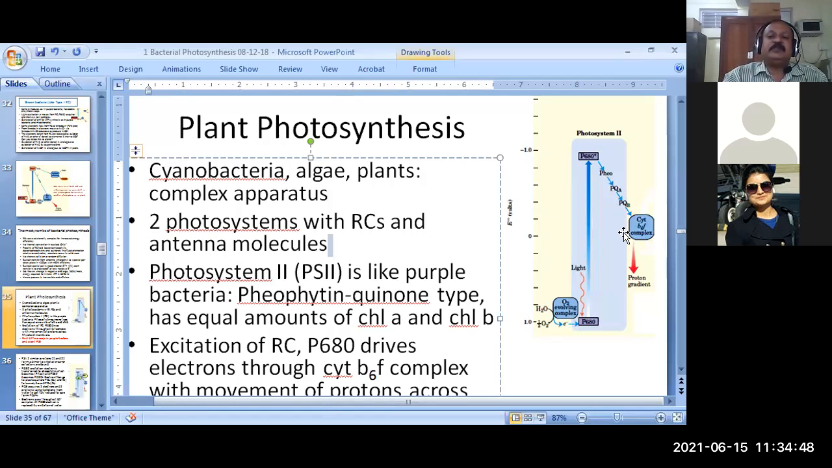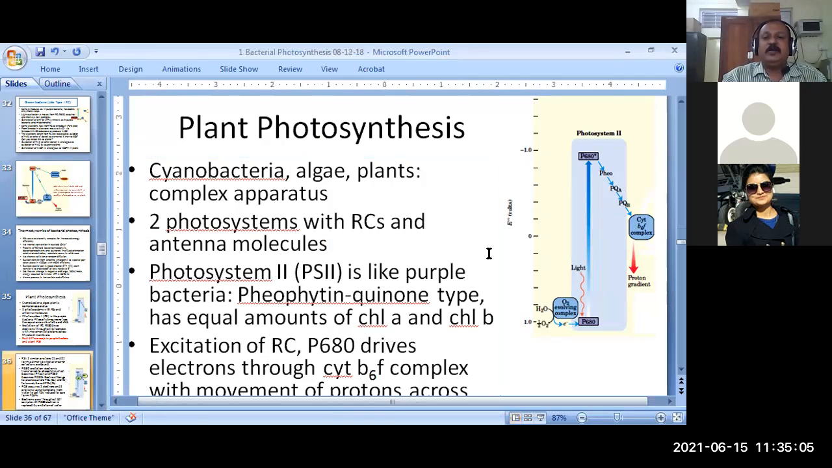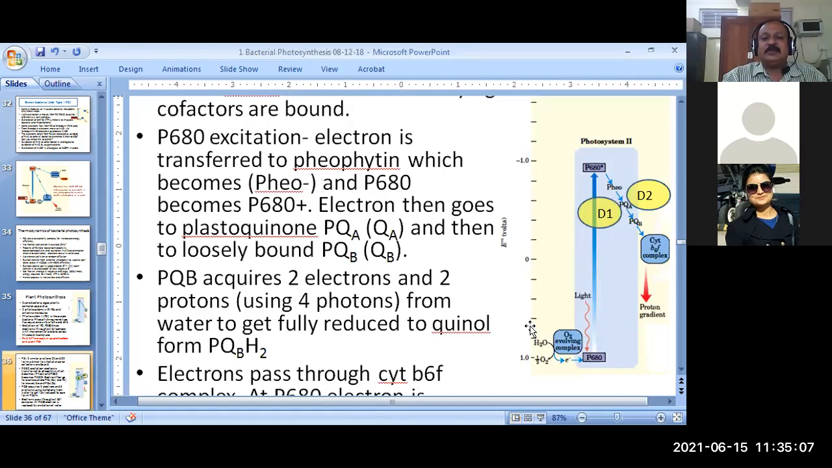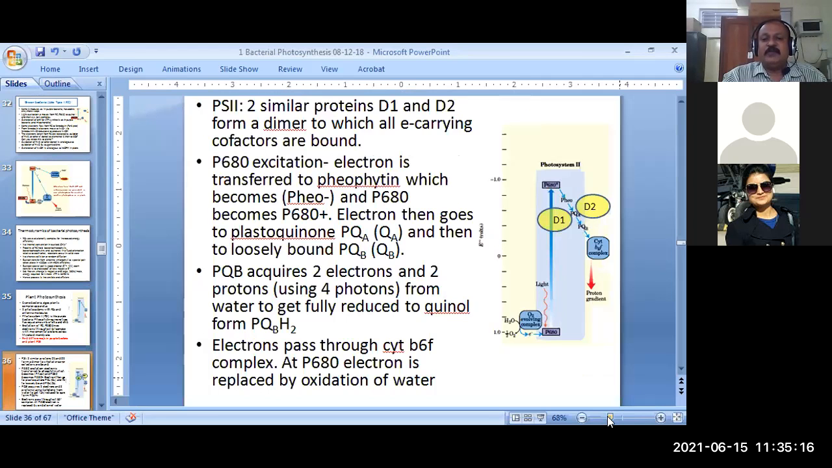Cytochrome B6F itself is a proton pump, and therefore the proton gradient will be made, which will ultimately lead to the synthesis of ATP. So that was about photosystem 2 we have seen, and then we would go to the next point. There are some details available here. I'll try to make this slide a little smaller so that you can read everything.